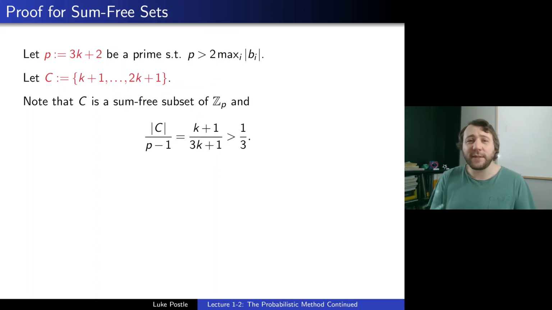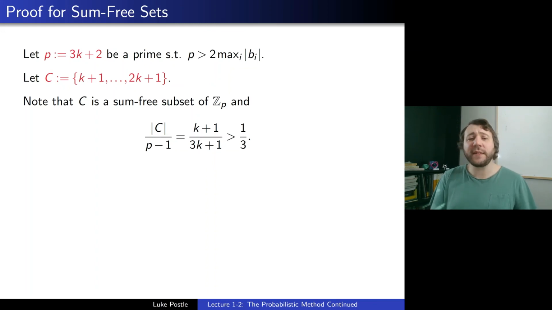Why is that? Because if you add any of them, then you kind of get back around. Either the sum will end up between 2k plus 2 and 4k plus 2, which will be less than k mod p, and so it won't end up back in the middle. So this middle is a nice large sum-free chunk of Z_P.